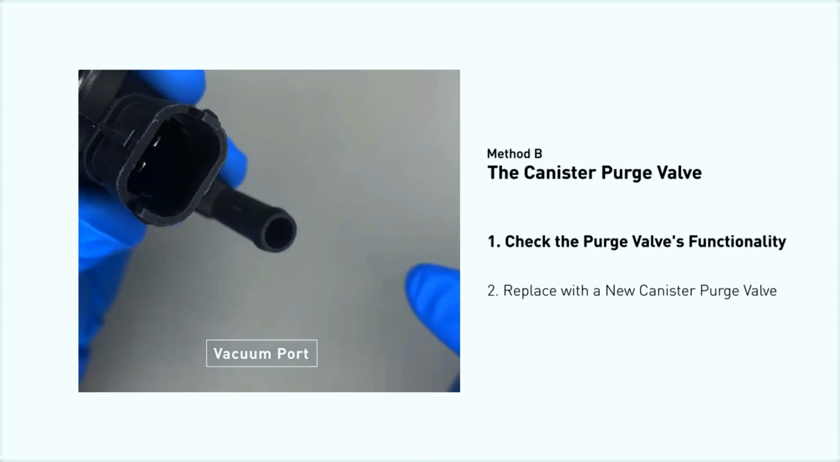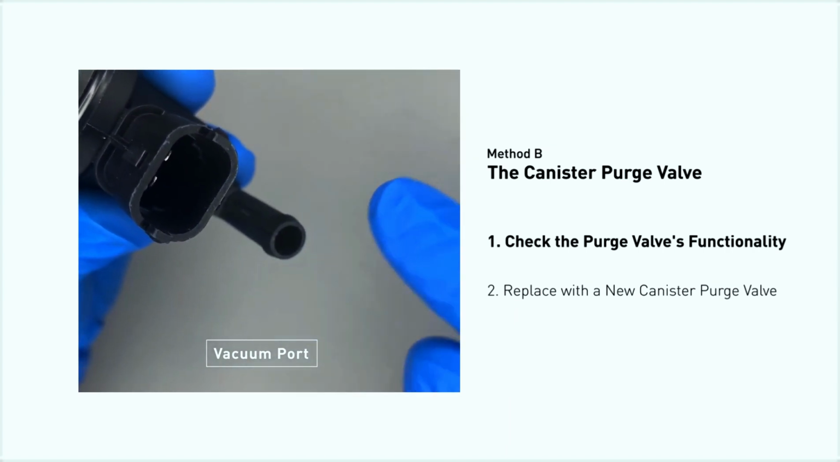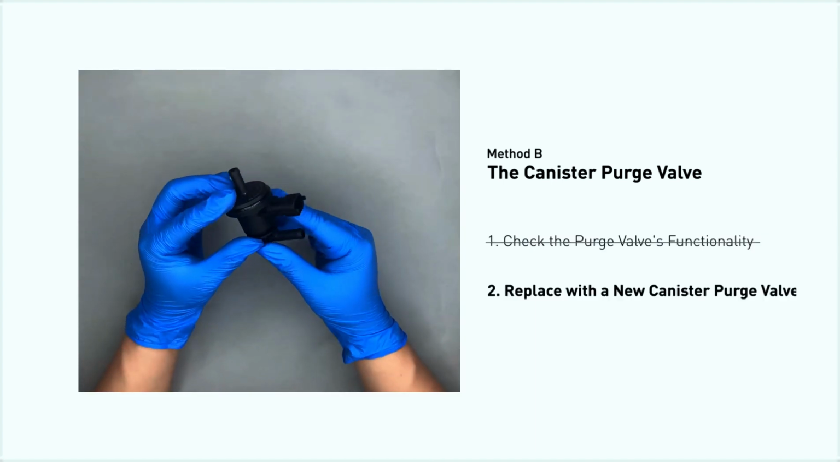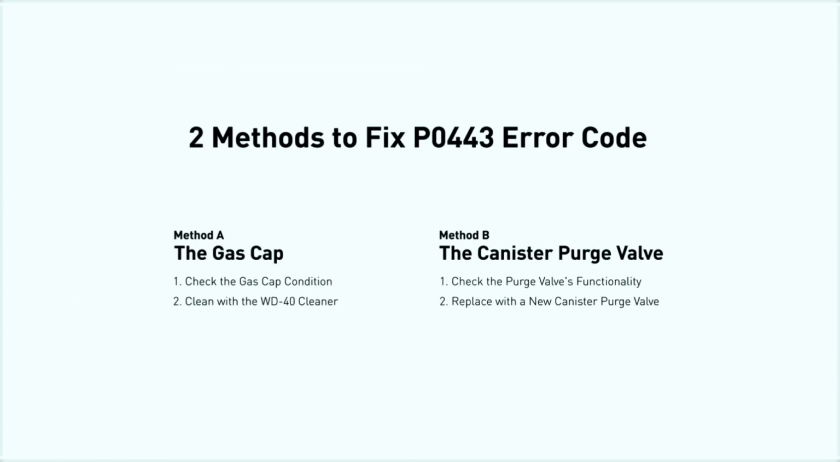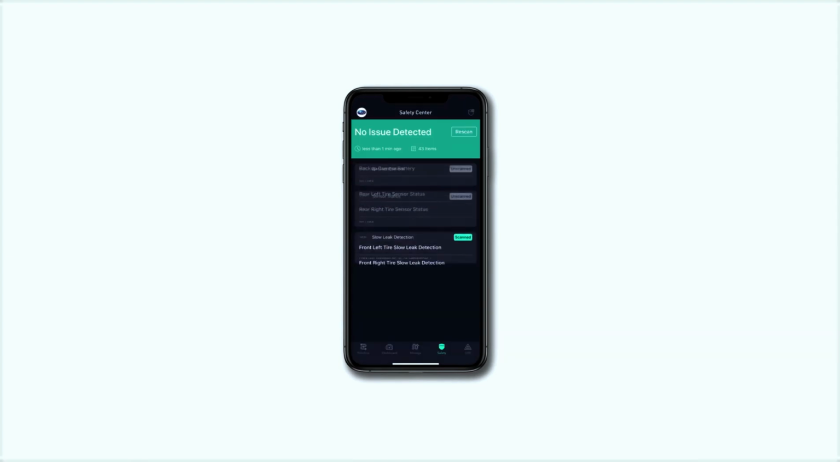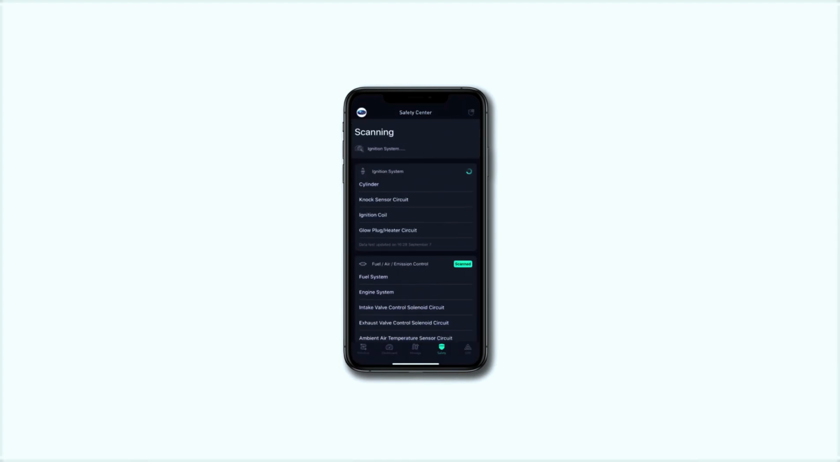If your finger experiences vacuum suckage, it means the canister purge valve is stuck and needs to be replaced. Simply take the used canister purge valve off, and replace with the correct new one. So here are two of the most practical solutions to fix the P0443 error code. After the repair, you can now use the OBD2 scanner to clear the error code. And tap the rescan button one more time to make sure everything is fine with your vehicle.